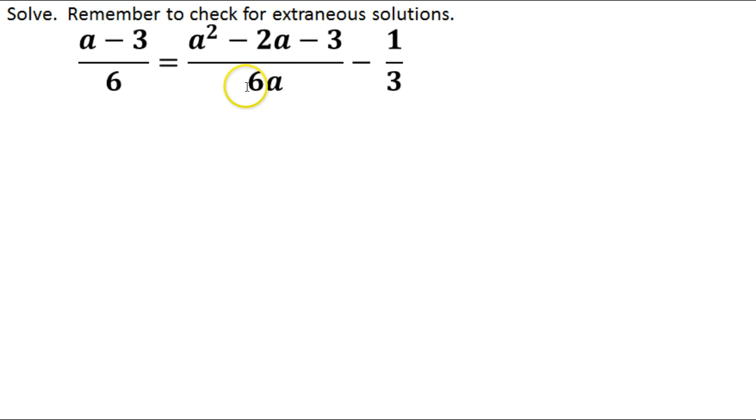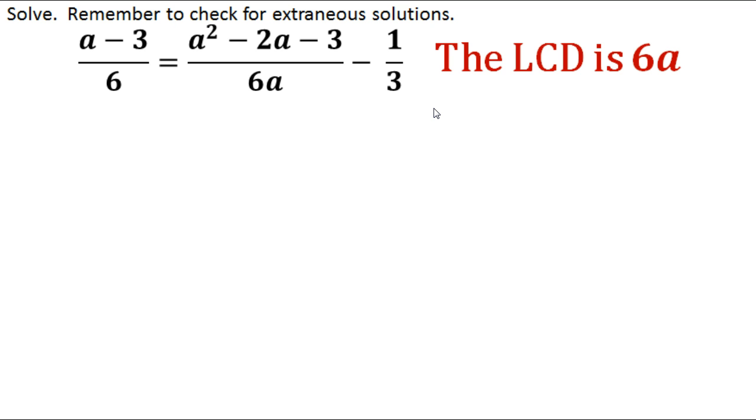So I've got a 6 here, a 6a, and a 3. Well, the lowest common denominator here is definitely going to be a 6, because 3 will go into 6. And we need an a here as well, so the lowest common denominator is actually going to be 6a, and that's going to become vitally important. That's going to be one of the very first, very important steps that we've got to do here, is determine what that is.